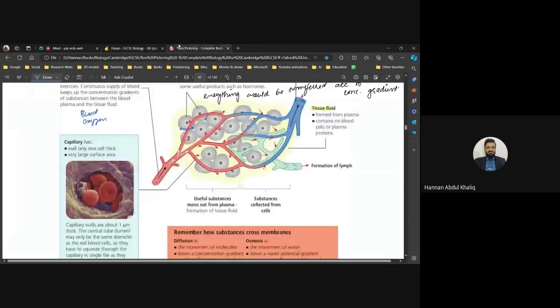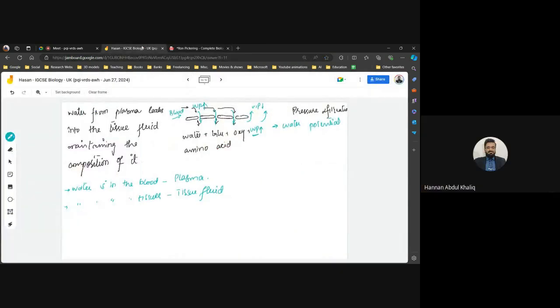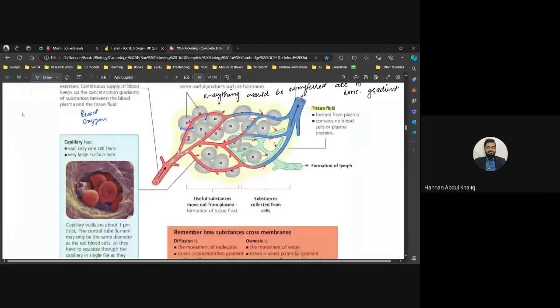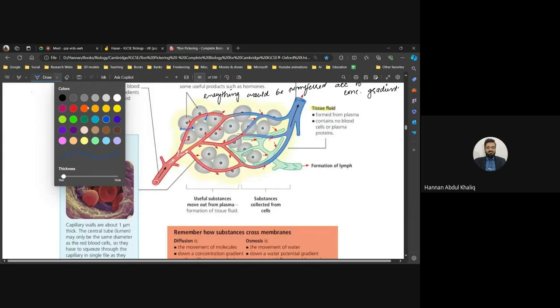Got it? What do you think the tissue would give to the blood? Something should be transported from the tissue to the blood. What do you think that should be?